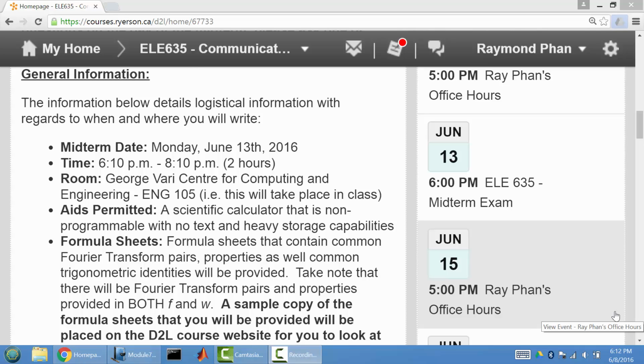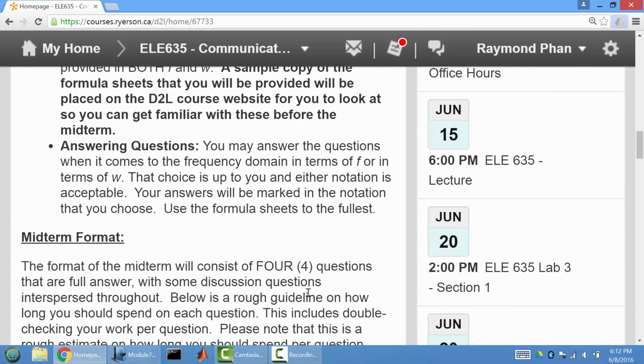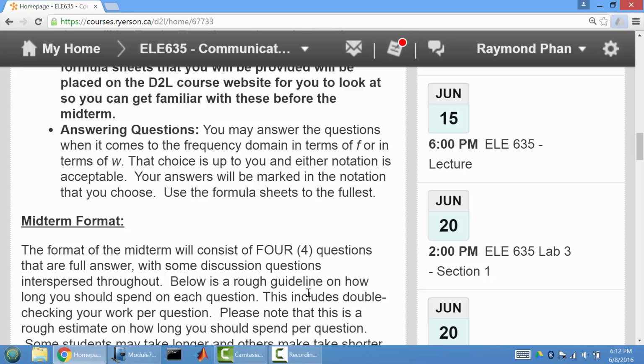I posted a sample copy of what the midterm formula sheets will look like on our website. If you go to the D2L website and go to the exam section, at the very top you'll see a section that says formula sheets, and you can click on that PDF to see what formula sheet you'll be expecting on the midterm. This will be attached to the back of the exam. You can detach it from the exam and use it as scrap paper, or as a reference as you do the questions, but you don't need to hand those sheets back in when you're done.